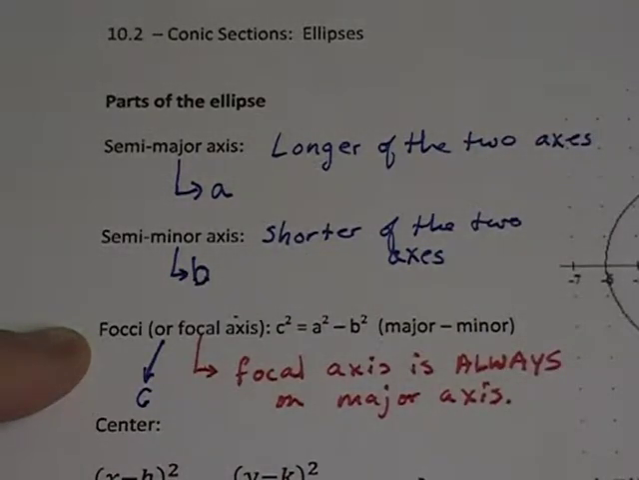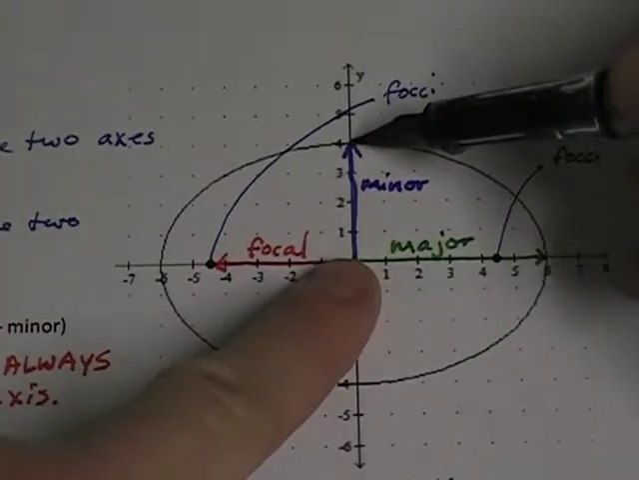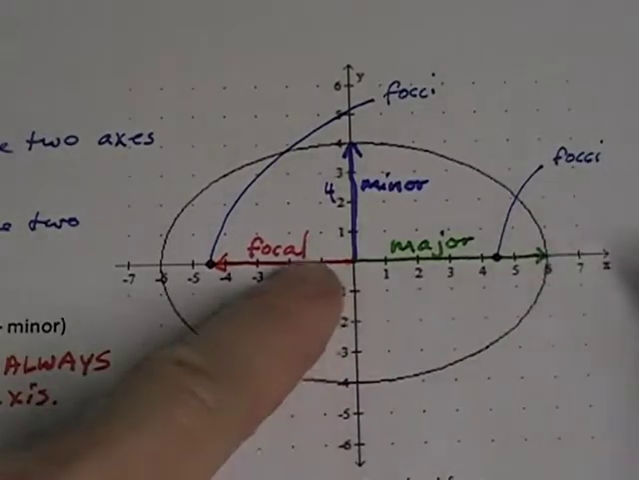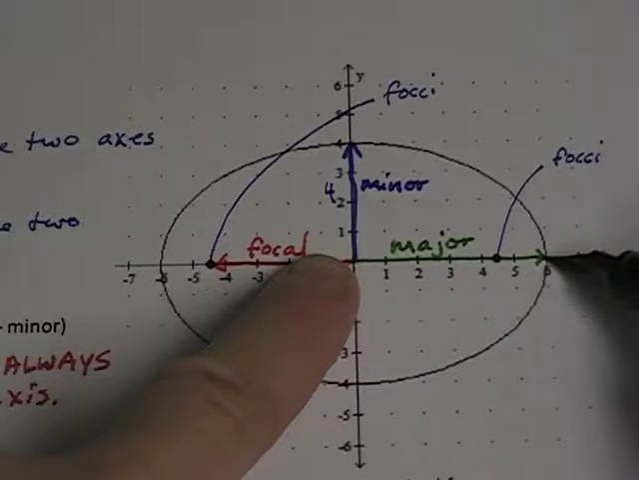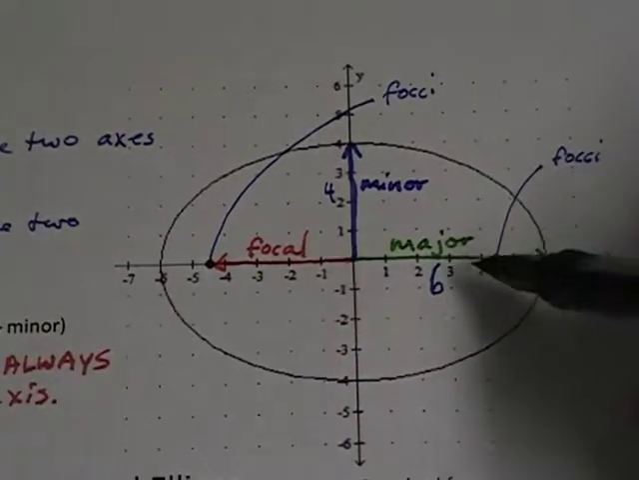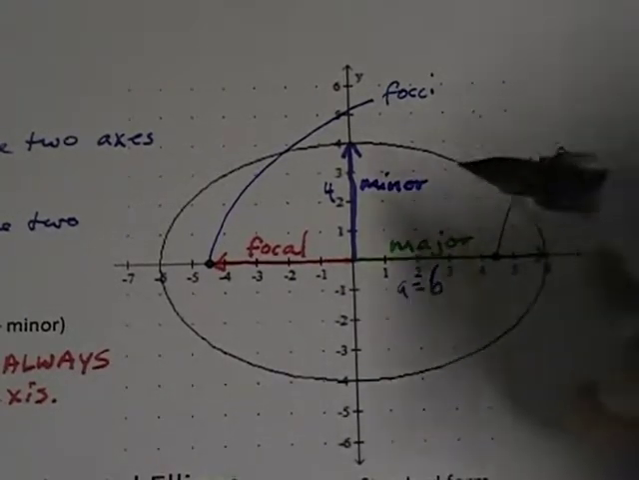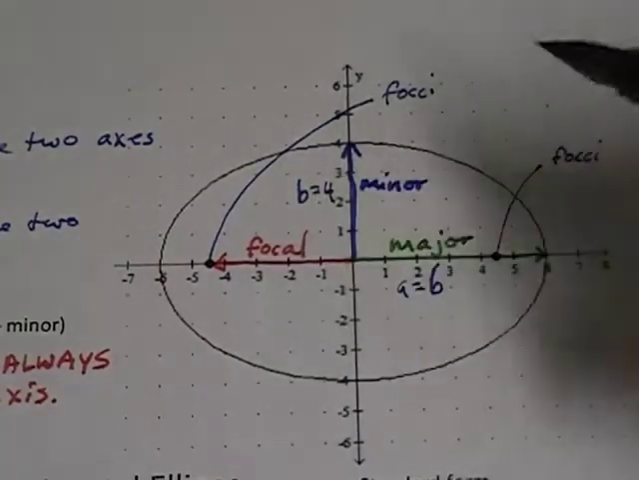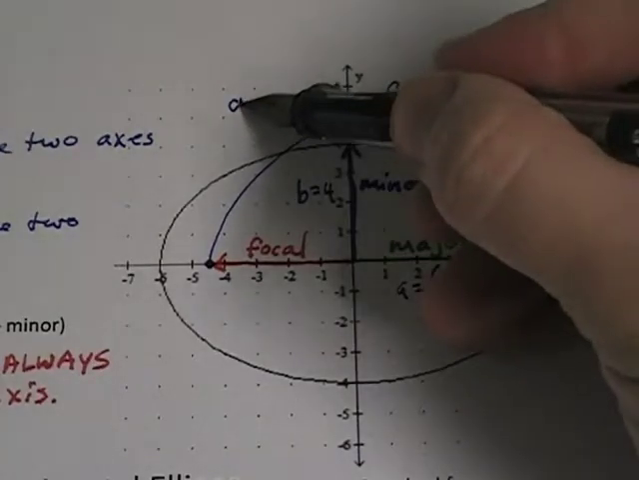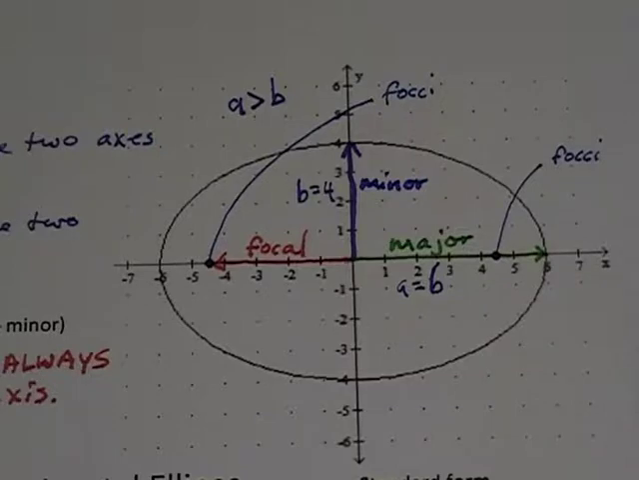Okay? And so I've got a drawing here I want to show you. So the semi-minor axis is here, and it's 4. The semi-major axis is here, and it's 6. And the major is always bigger than the minor, so that's why it's the major axis, right? So this would be A equals 6 and B equals 4. And again, just to make sure I write this down so that you know it, A is always greater than B in an ellipse. Always, always, always.